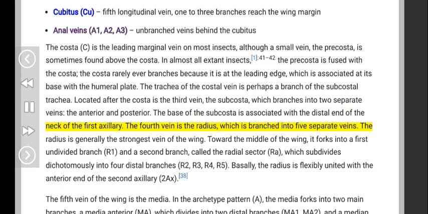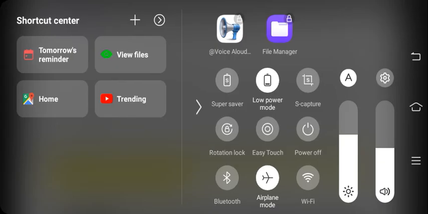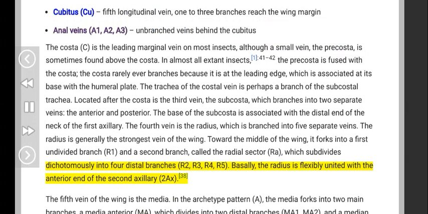The fourth vein is the radius, which is branched into 5 separate veins. The radius is generally the strongest vein of the wing. Toward the middle of the wing, it forks into a first undivided branch R1 and a second branch, called the radial sector Rs, which subdivides dichotomously into 4 distal branches R2, R3, R4, R5. Basally, the radius is flexibly united with the anterior end of the second axillary 2-ax.